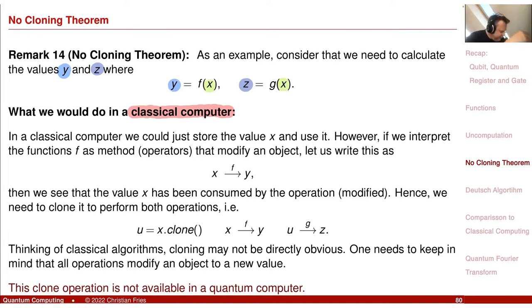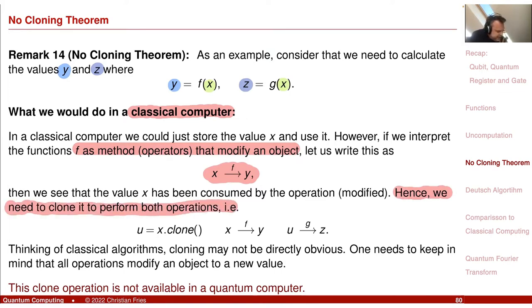So if you interpret the function f as a method acting on an object, then f modifies x to become y. And this is what is happening in a quantum computer. We modify a state to become a new state. If you had this situation in a classical computer, you would also need to do a cloning operation.